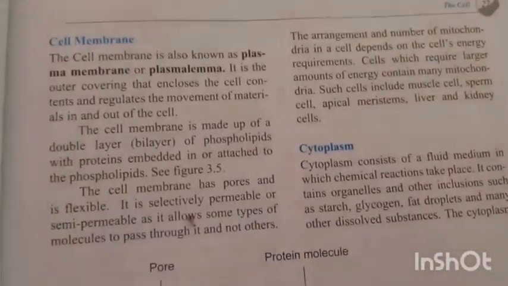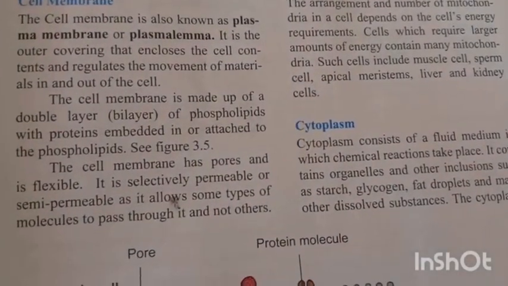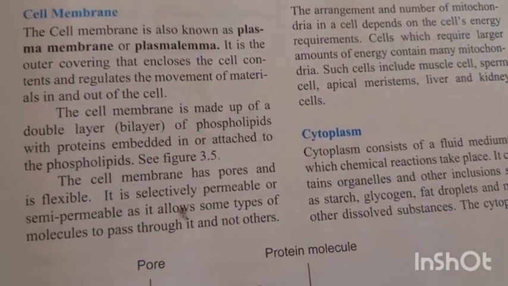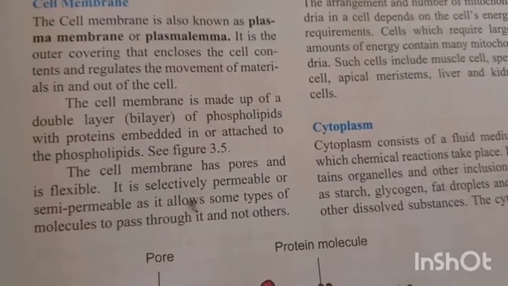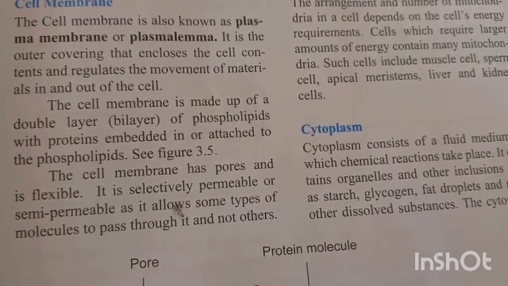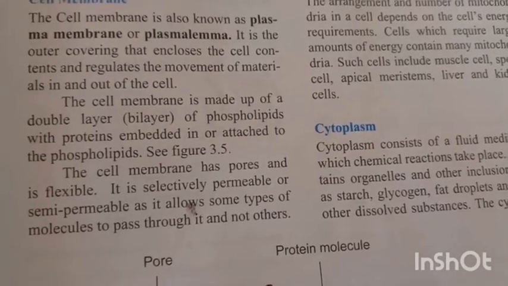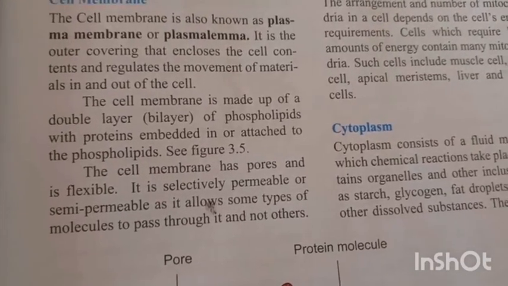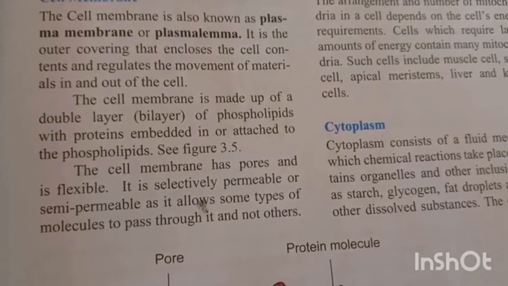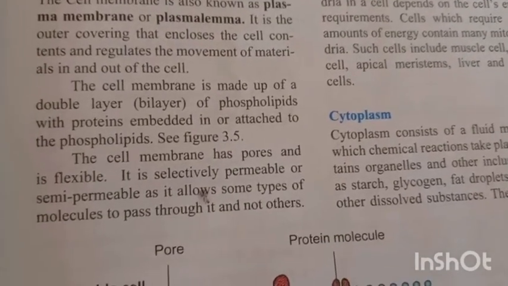So we're going to start with the cell membrane, and we say that the cell membrane is also known as the plasma membrane or the plasmalemma. It is the outer covering of the animal cell, but the plant cell is covered by another layer that's called the cell wall. The cell membrane partially allows substances in and out of the cell, or we say it is semi-permeable or partially permeable.